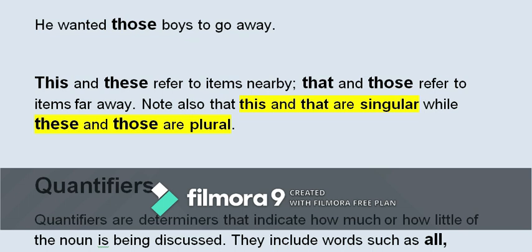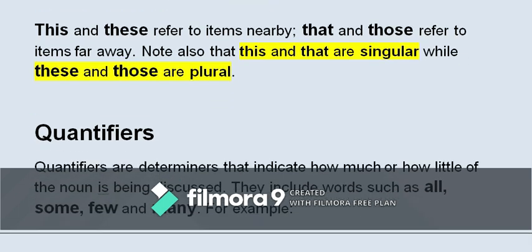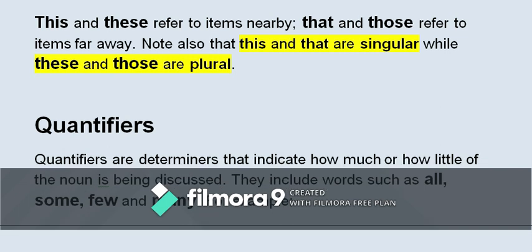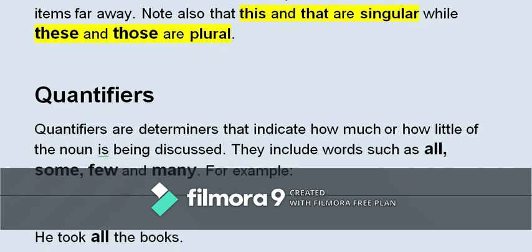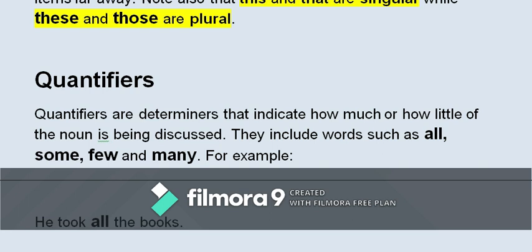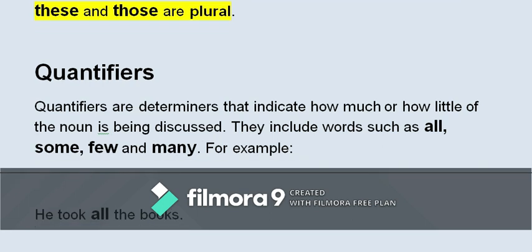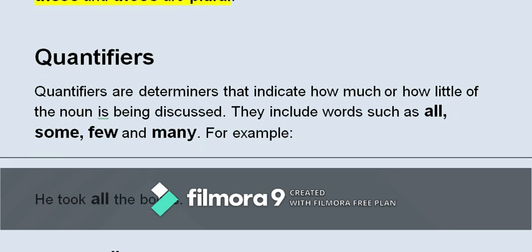We proceed to quantifiers. Quantifiers tell us something about the quantity, that means in number. Now be mindful of quantifiers, known as countables and non-countables. Let us proceed and read what we have in front of us. Quantifiers are determiners that indicate how much or how little of the noun is being discussed. These include words such as all, some, few, many. Let us look at the examples.